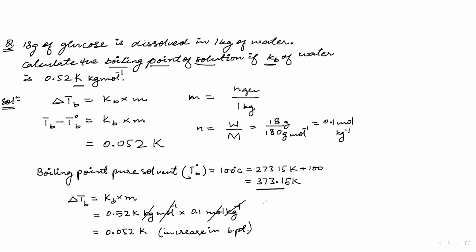Okay. What was the previous boiling point? 373.15, right? Yes. And then we will write TB, which is the new boiling point, the boiling point of the solution. Let me write it like this. If you see this, this is nothing but T naught B plus delta TB. This is the new boiling point. If you rearrange this delta TB, you will get the same thing. T naught B was 373.15 plus delta TB is equal to 0.052.